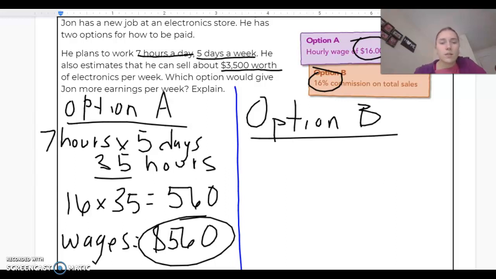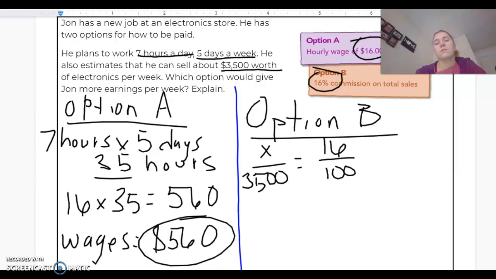So we need to find how much he would make. And he's estimating that he could sell $3,500 worth of electronics. So that's our total that he thinks he'll sell. Our 100's always here on the bottom. And he's earning 16% commission on those sales. So let's find our x here. When we multiply, we have 100x. Go ahead and put 3,500 times 16 in your calculator. When you multiply those, you should get 56,000.